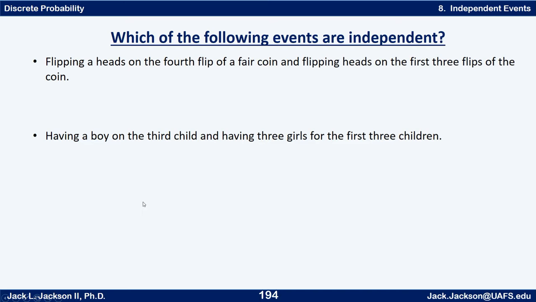Okay, are these independent or dependent? Flipping heads on the 4th flip of a fair coin and flipping heads on the first 3 flips. Actually, we already did that one. And then having a boy on the third child and having 3 girls for the first 3 children.